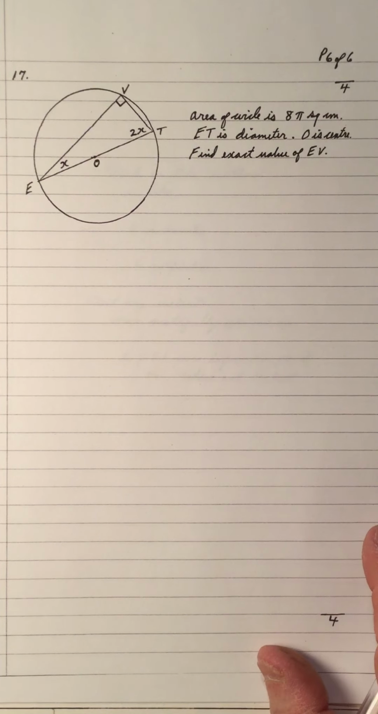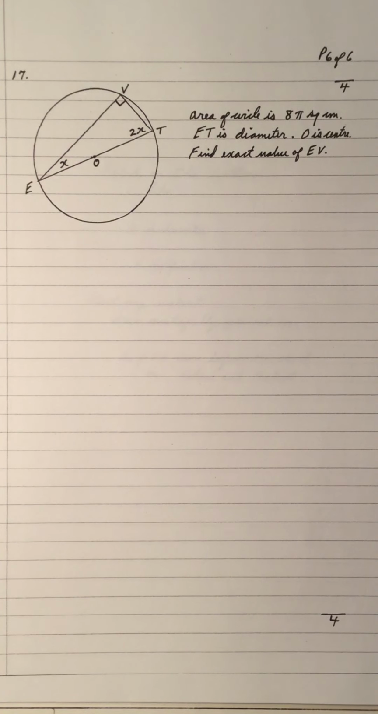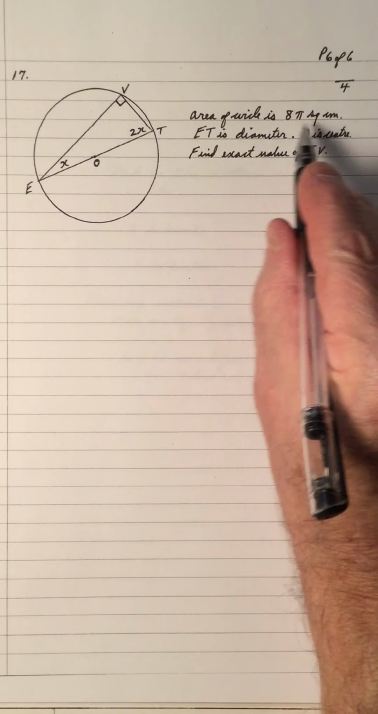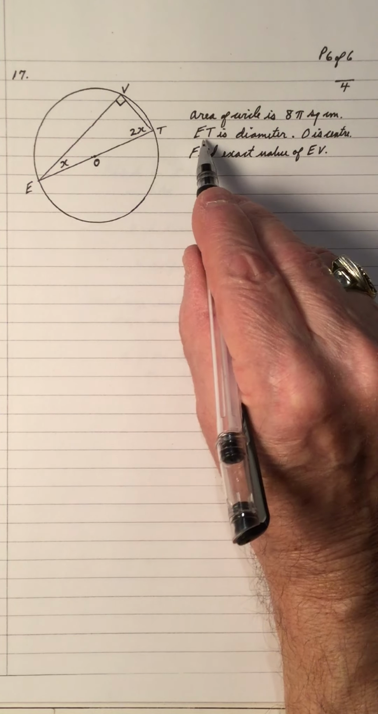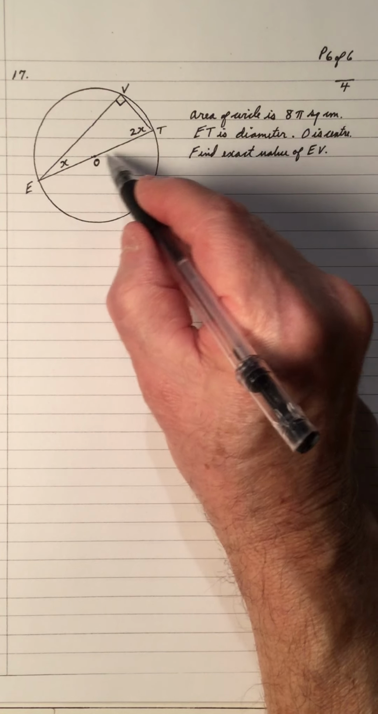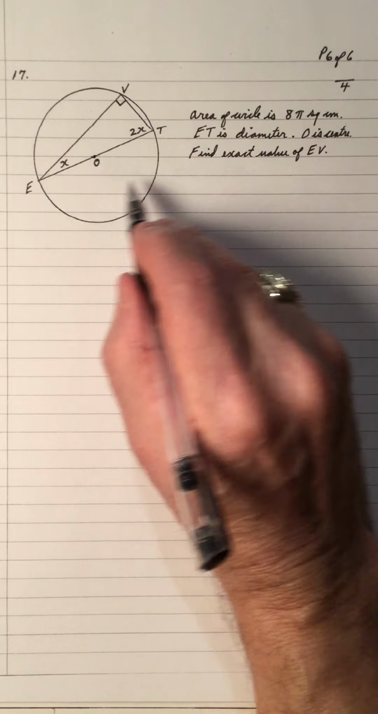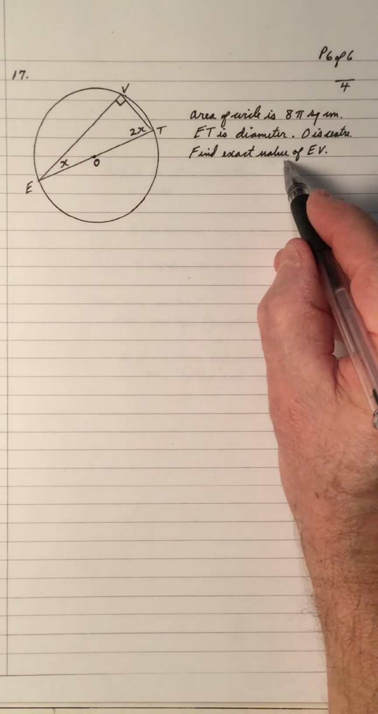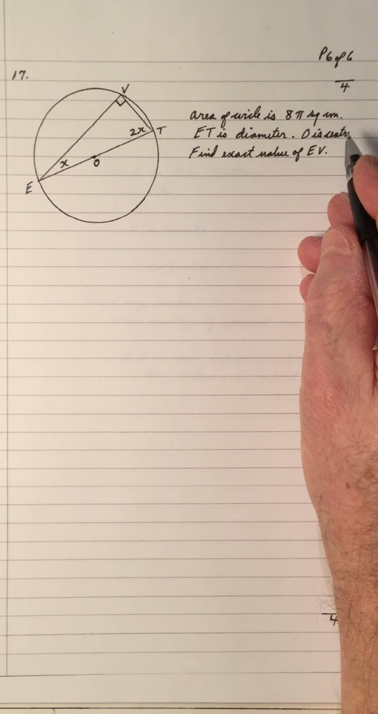And the last one in your review, again, leave the best for last. Now, we have a circle. Let's read, and I'll read. The area of the circle is 8 pi square centimeters. ET is the diameter. Diameter goes to the center. O is the center of the circle. Find the value of EV. So find the length of this side, exact value.